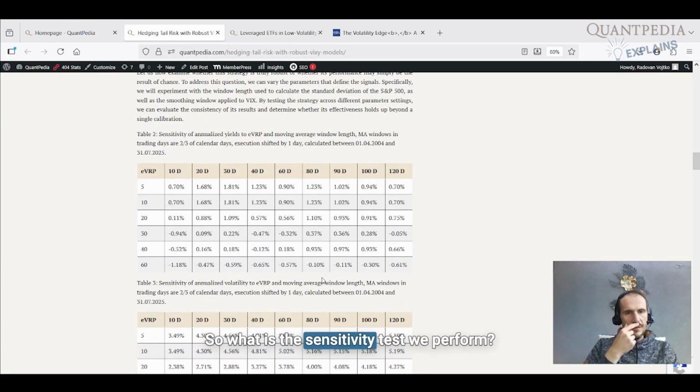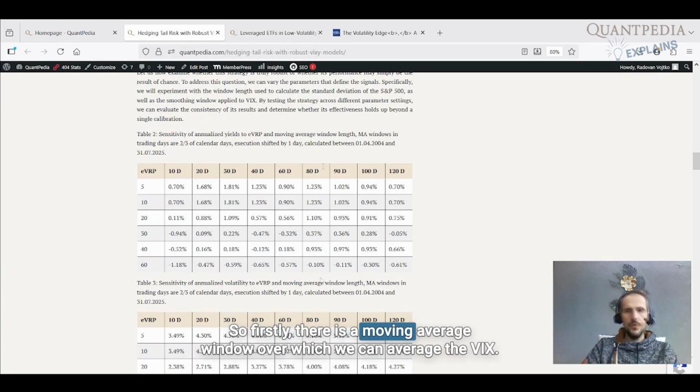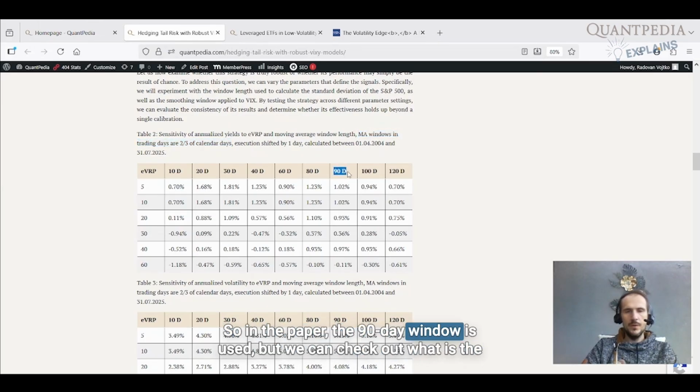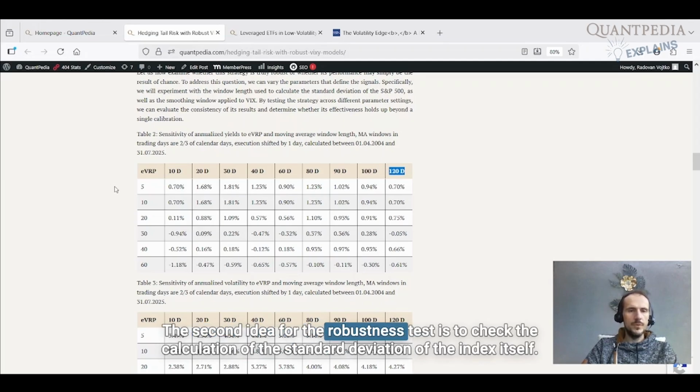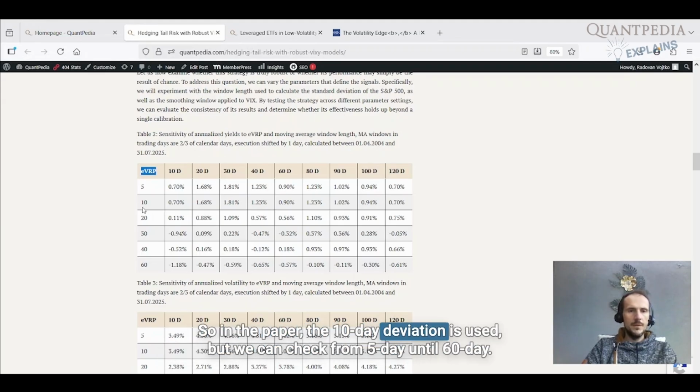So what is the sensitivity test we perform? Firstly, there is a moving average window over which you can average the VIX. In the paper, the 90-day window is used, but we can check the performance from 10 days until 120 days. That's the first idea. The second idea for the robustness test is to check the calculation of the standard deviation of the index itself. In the paper, the 10-day deviation is used, but we can check from 5-day until 60-day.